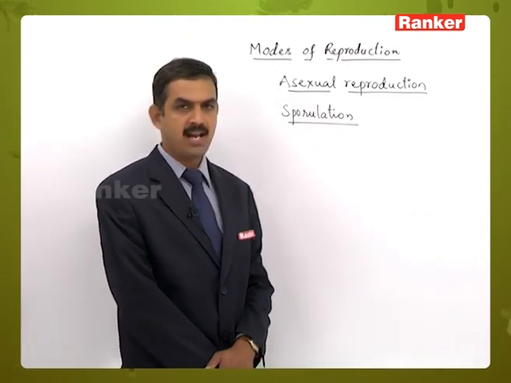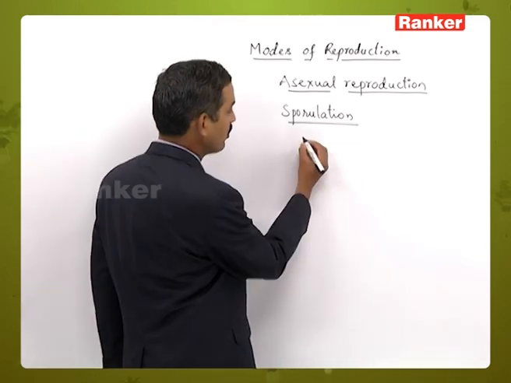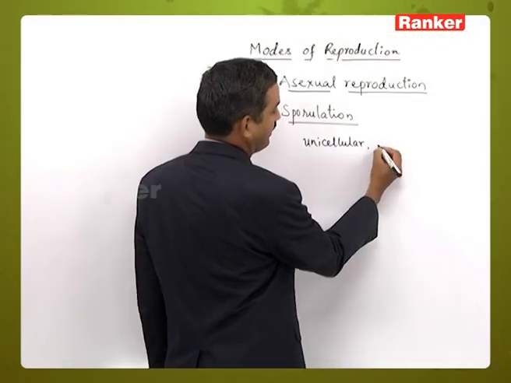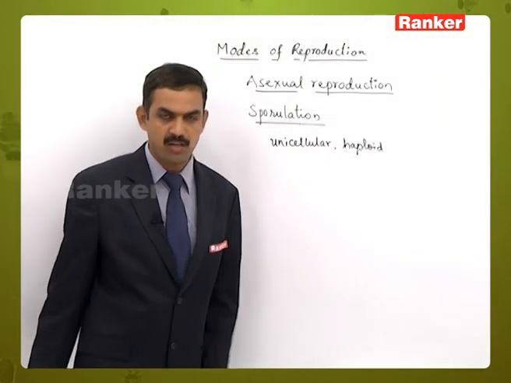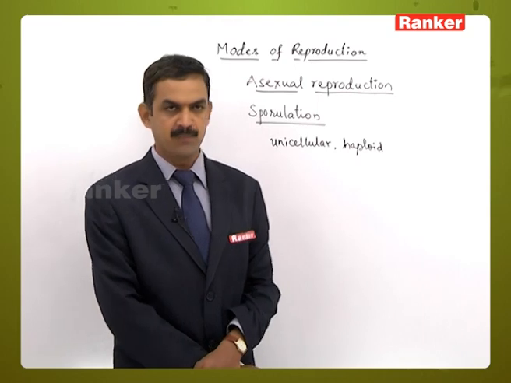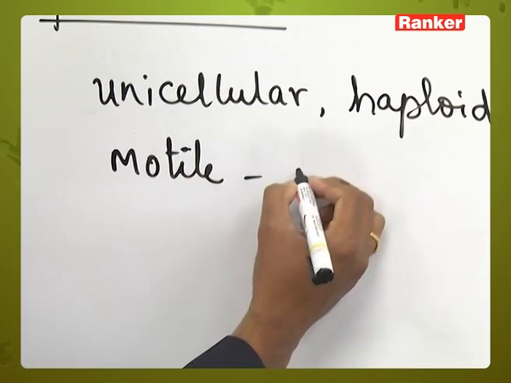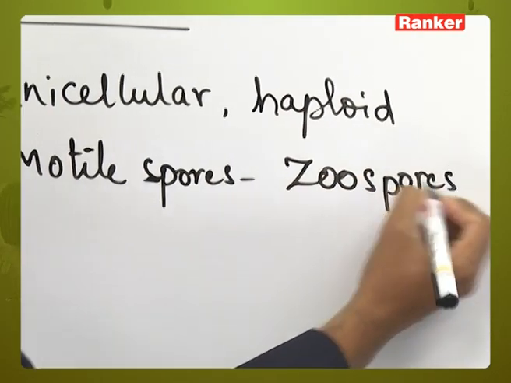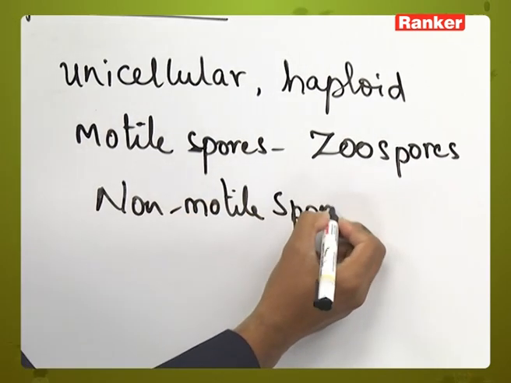Sporulation is a process where the plant produces small special structures called spores. In most cases these are unicellular, and the ploidy is generally haploid, or sometimes diploid, but in most cases they are haploid, and they have a small layer around them. These are spherical in nature, and these spores may be either motile, in which case we call them zoospores, or non-motile, in which case we call them aplanospores.